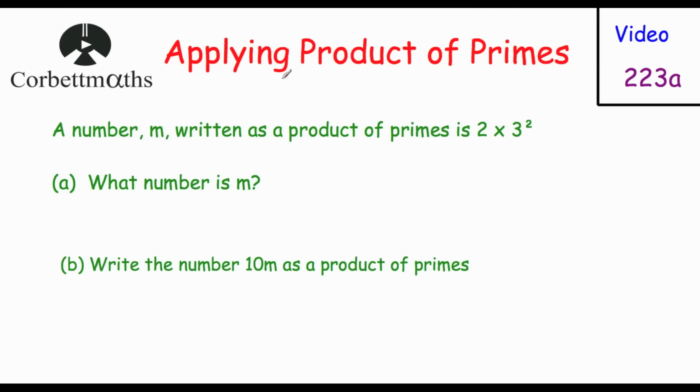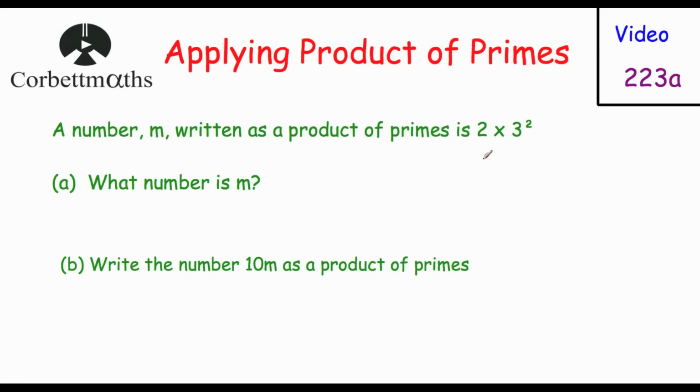Okay, let's have a look at our next topic. So our next topic is applying product of primes, and that's video 223A in Corbettmaths. So let's start off by looking at this question. A number m has been written as a product of primes as 2 multiplied by 3 squared. So this is m, 2 multiplied by 3 squared, and the first part A is to say what number is m. So let's work this out.